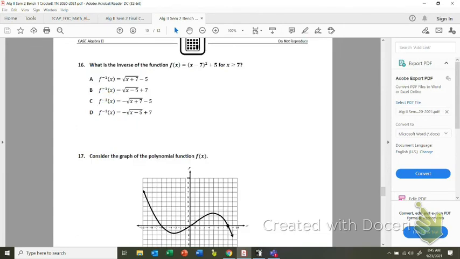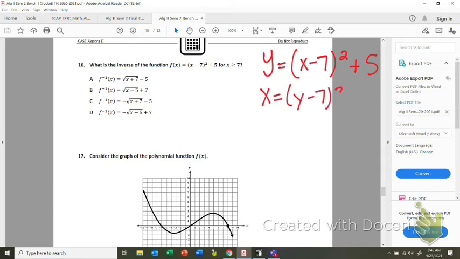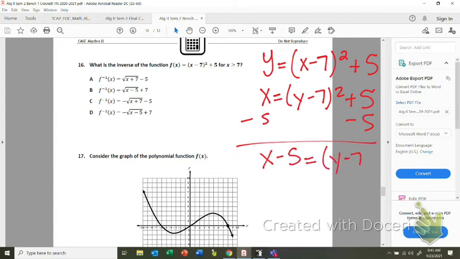All right, number 16, we are finding the inverse again. So let's rewrite it in terms we know. F of x equals... Before we start solving, what do we do to f of y and x? Swap them, right? Now we got to get y by itself. So the first thing I want to get rid of is the what? The 5, right? Subtract 5. X minus 5 equals y minus 7 squared.